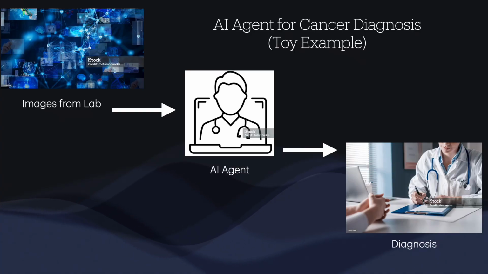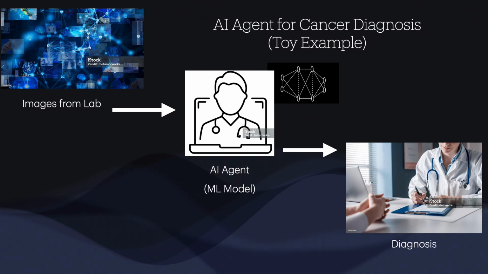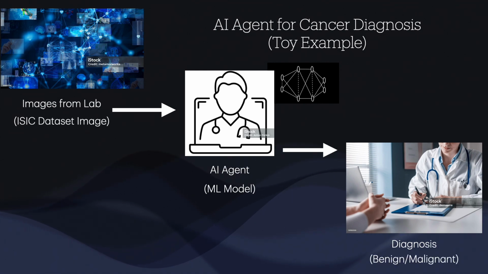We will create a toy example of an AI agent for cancer diagnosis. The AI agent will take images from the lab and will diagnose the cancer. For this example, the AI agent, which is a machine learning model, will take the images from the ISIC dataset and will diagnose whether the cancer is benign or malignant. In this video, we will create an AI agent using a machine learning model.